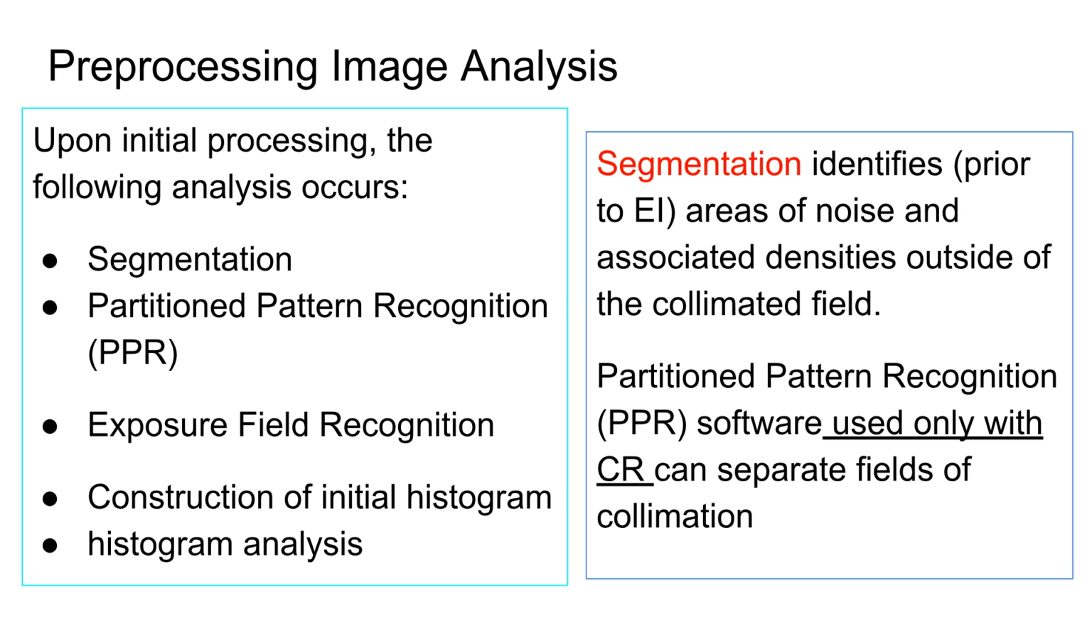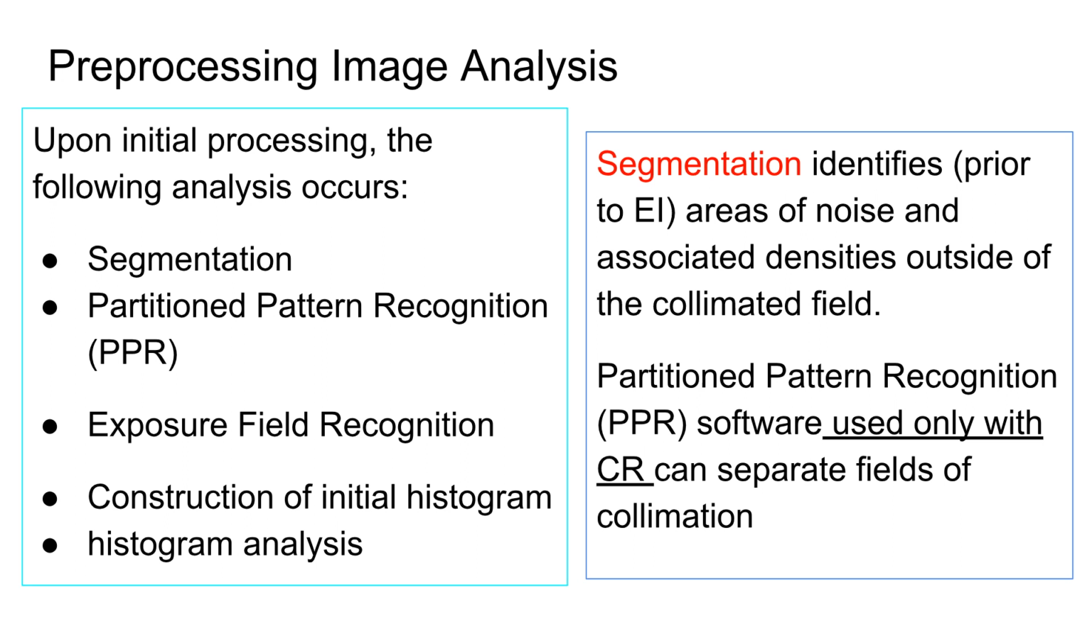So segmentation is going to, well, what does the term mean, right? When you segment, one thing goes here and one thing goes there. In radiography, it's looking for noise. It's looking for densities that are way too bright, that might represent metal, or way too dark, that might be raw radiation, or air that is outside of the part.